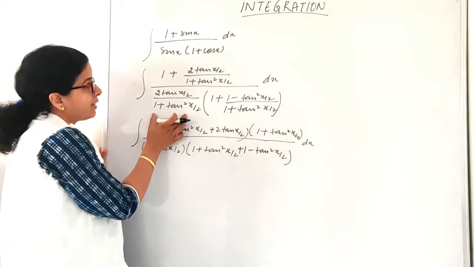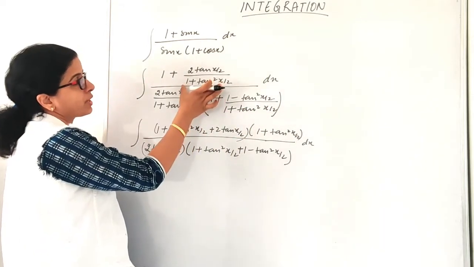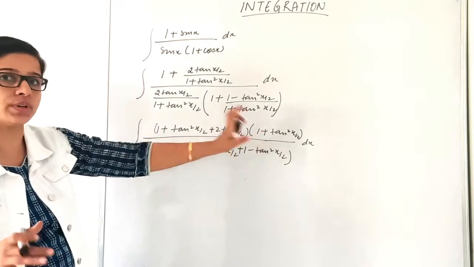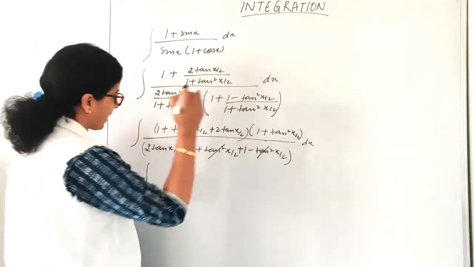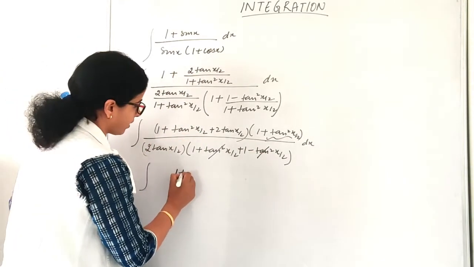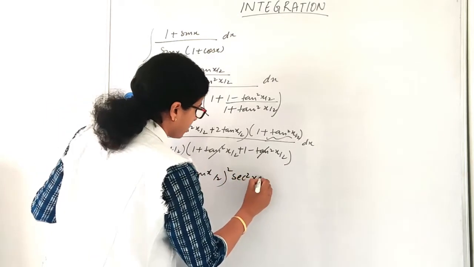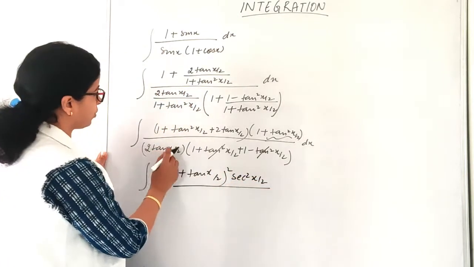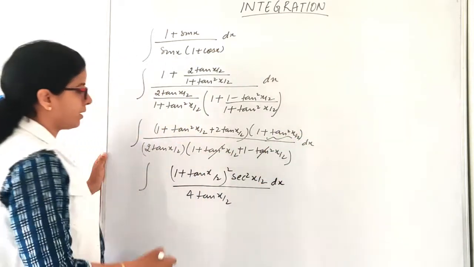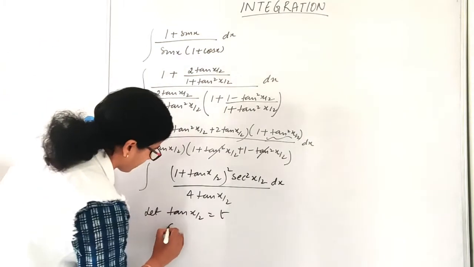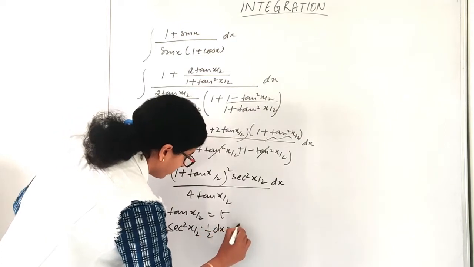So listen, in the denominator here I will get 1 plus tan square x by 2 whole square. Here I have 1 plus tan square x by 2, so it will get cancelled. In one form I will get it over here. Now let us solve this part. So this and this get cancelled. Now this will become 1 plus tan x by 2 whole square, secant square x by 2 upon 2 tan x by 2 into 2, it will become 4 tan x by 2, dx, right? So let us assume tan x by 2 as t. Secant square x by 2 into 1 by 2 dx is equal to dt, right?